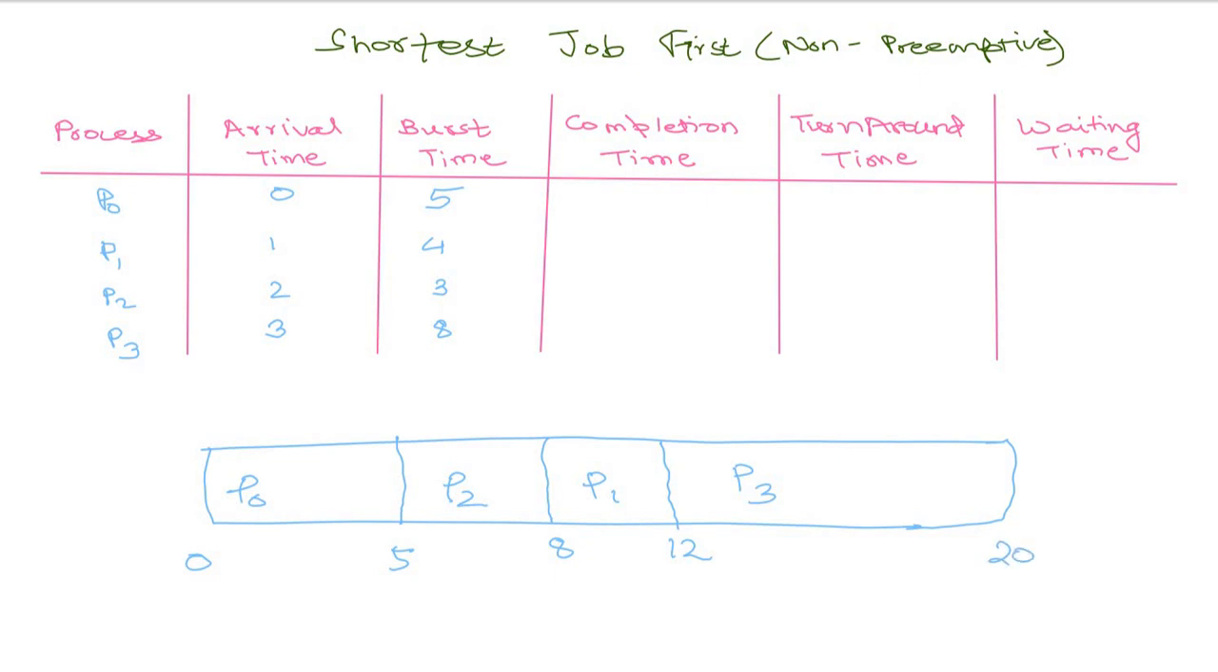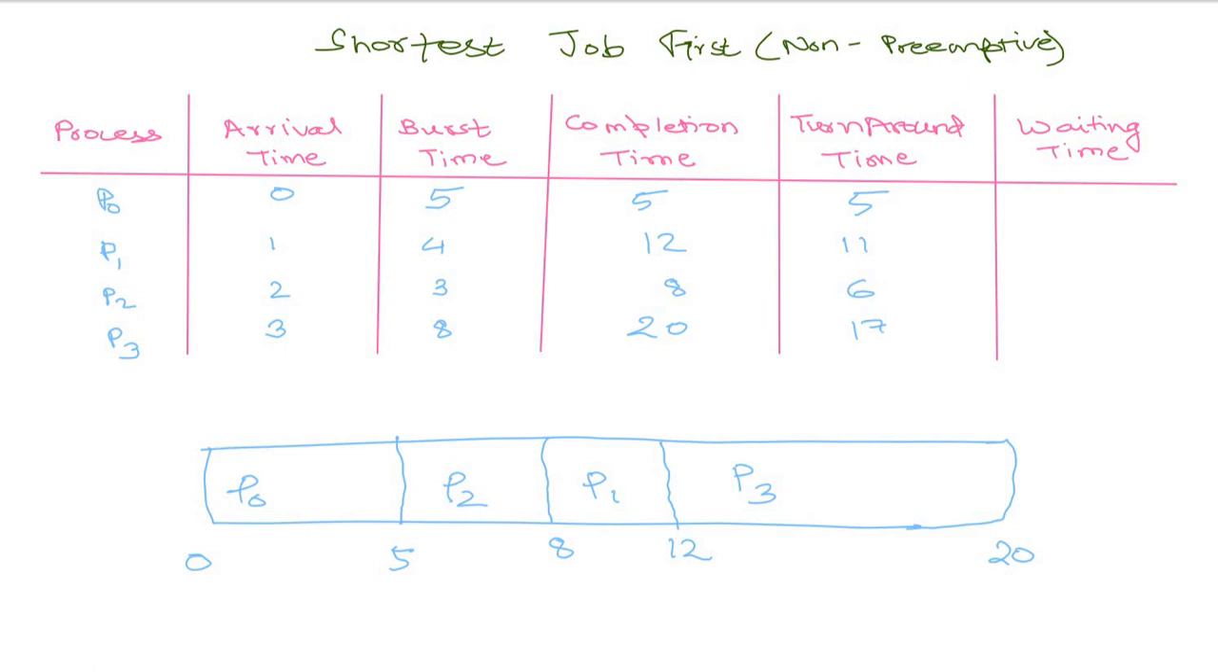Now let's write down the completion time of all of these processes. For P0 we have 5, for P1 we have 12, for P2 we have 8, and for P3 we have 20. Now let's talk about the turnaround time. We know that turnaround time is completion time minus arrival time. So that would be 5, 11, 6 and 17.